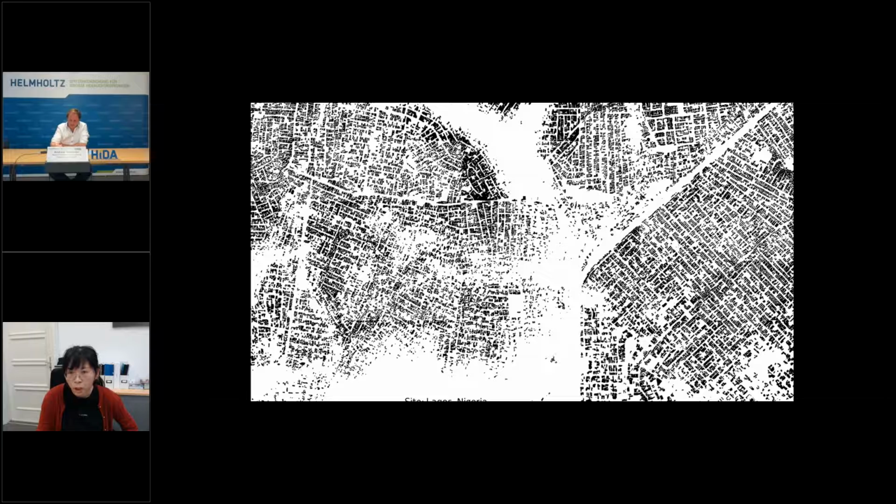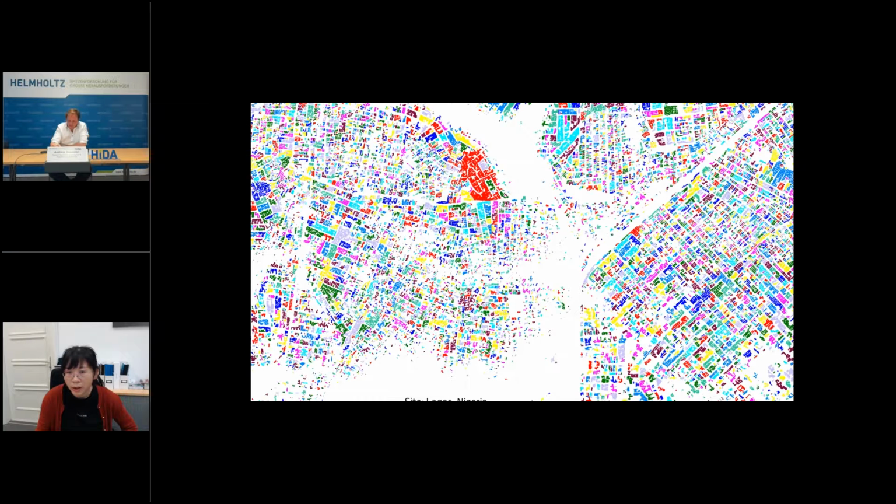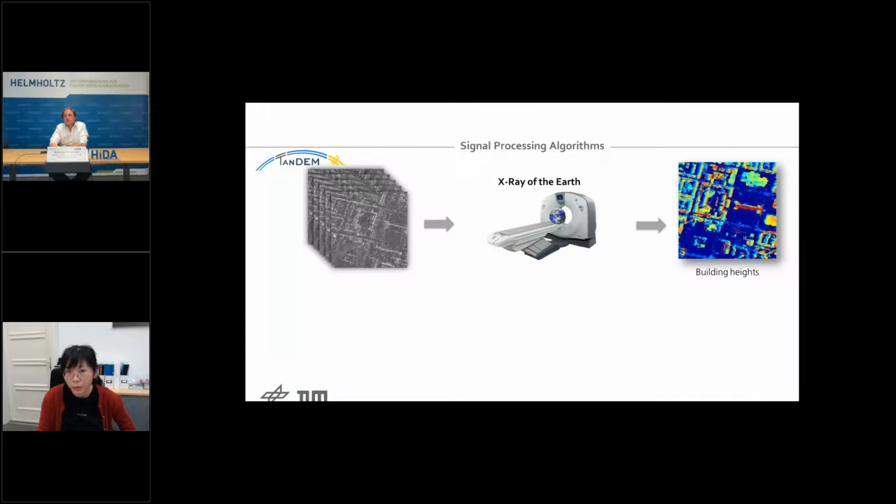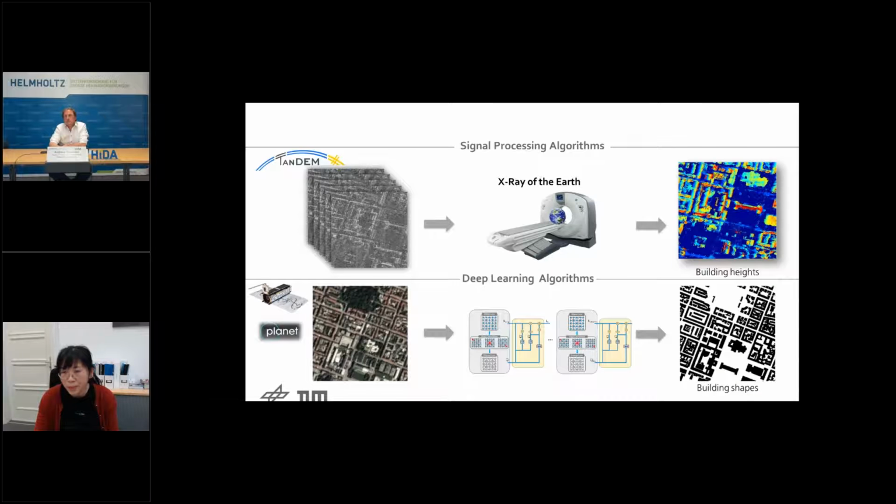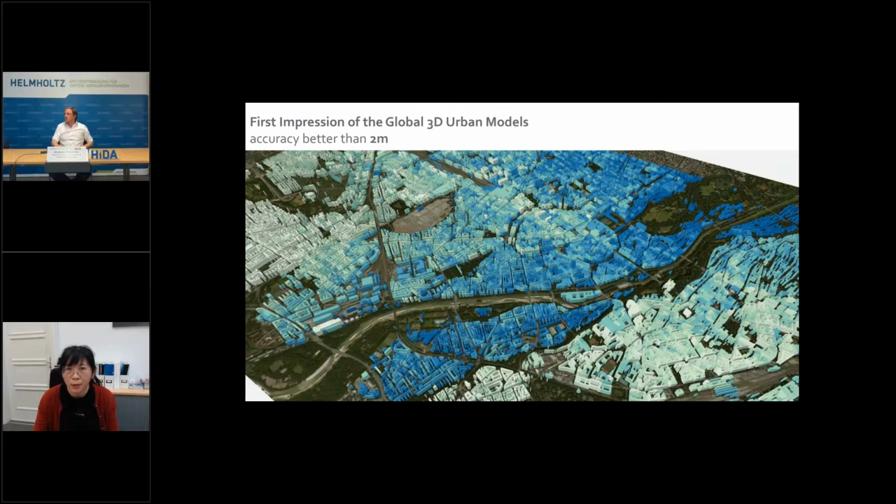And if we do multitask learning, we can also get building instances. Here, different colors stand for different buildings. And we are doing this on a global scale. We also get the 3D information with our radar satellite. With a technique we call X-ray of the Earth, we get the building heights. And if we combine this with the building shapes, we get this kind of global 3D urban model with a height accuracy better than 2 meters.